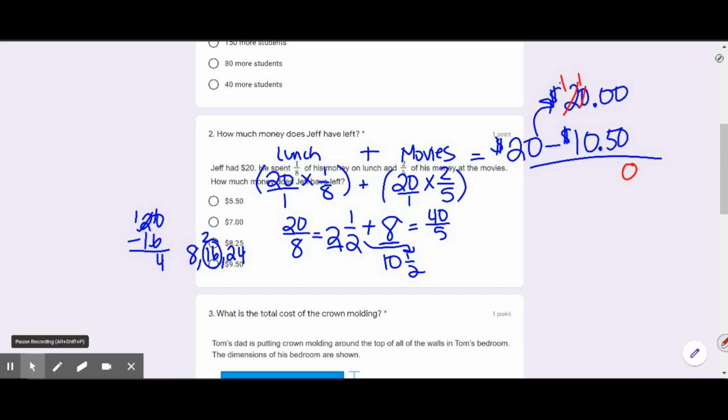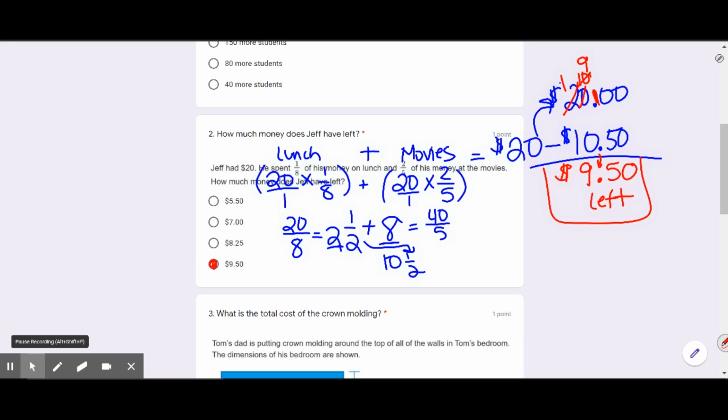This 0 next to me turns to a 10, but then I still need to borrow for the original 0 that I needed it from. So that 10 turns to a 9 now. And now the 0 that I need the 10 to be is now a 10. So it says 10 minus 5, that's 5. Don't forget to bring down the decimal. And 9 minus 0 is 9. 1 minus 1 is 0. So here's our money. This is how much money we have left. So $9.50 left, which it looks like is our last option here.